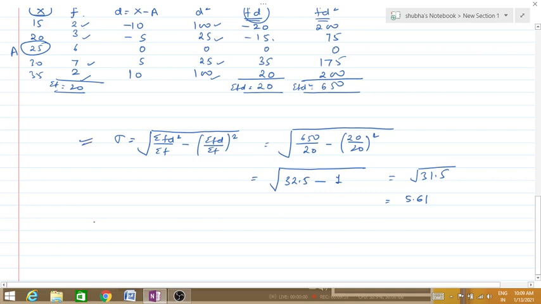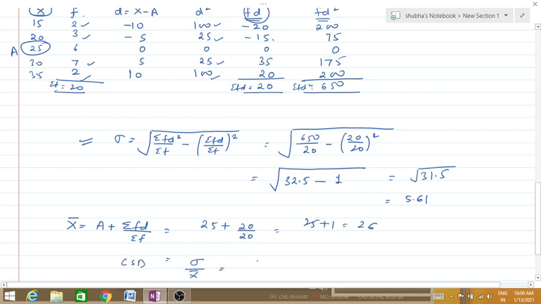But now to calculate CSD we need mean, because deviation we have taken from the assumed mean. Now which formula will we use for mean? For mean we will not write sigma fx upon sigma f. What will our formula be? In the shortcut method it is a plus sigma fd over sigma f. By putting the values, a is 25, sigma fd is 20, divide by 20, it becomes 25 plus 1 is equal to 26.